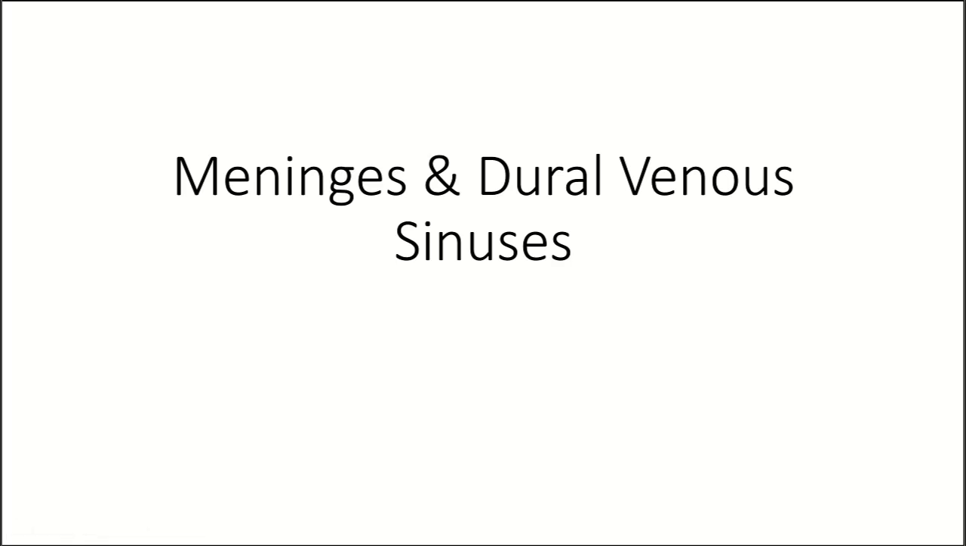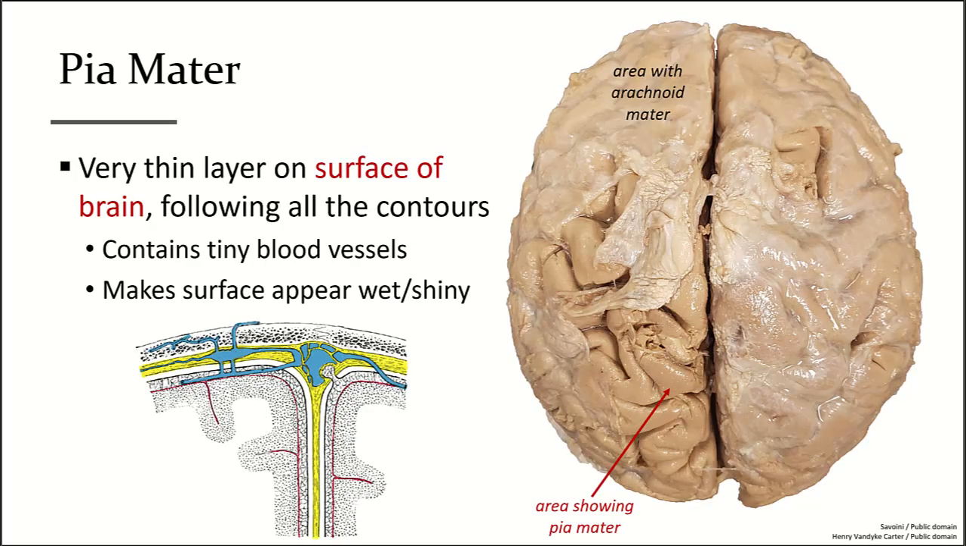Now let's go talk about the meninges and dural venous sinuses. So once the CSF is made within the brain, it's going to get reabsorbed by one of the meningeal layers, and then the layers within the meninges actually will form venous sinuses as the CSF gets returned back to the blood. So let's first start talking about the different meninges.